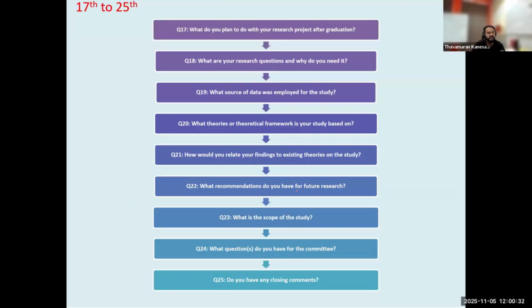Okay. So what recommendations do you have for future research? What is the scope of the study? What questions do you have for the committee? Do you have any closing comments? That's it. All 25 questions.